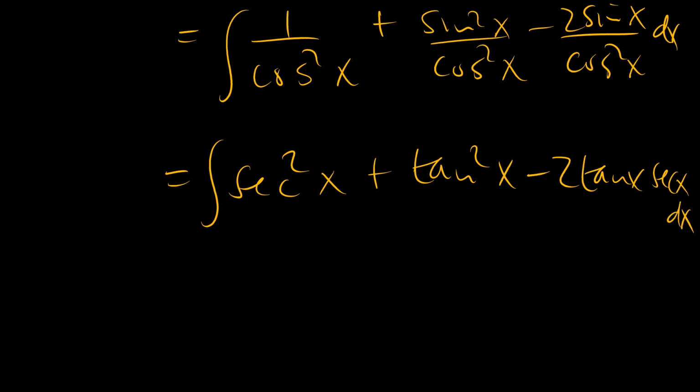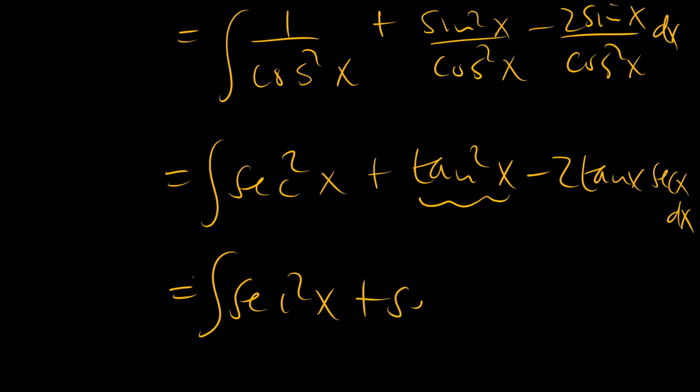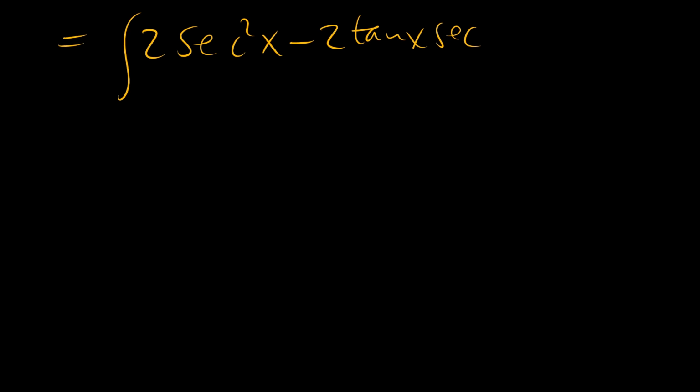We'd like to convert this also to sec x, since 1 plus tan squared x is equal to sec squared x. So this is sec squared x minus 1, tan x sec x. So we now get the integral of 2 sec squared x minus 2 tan x sec x minus 1.